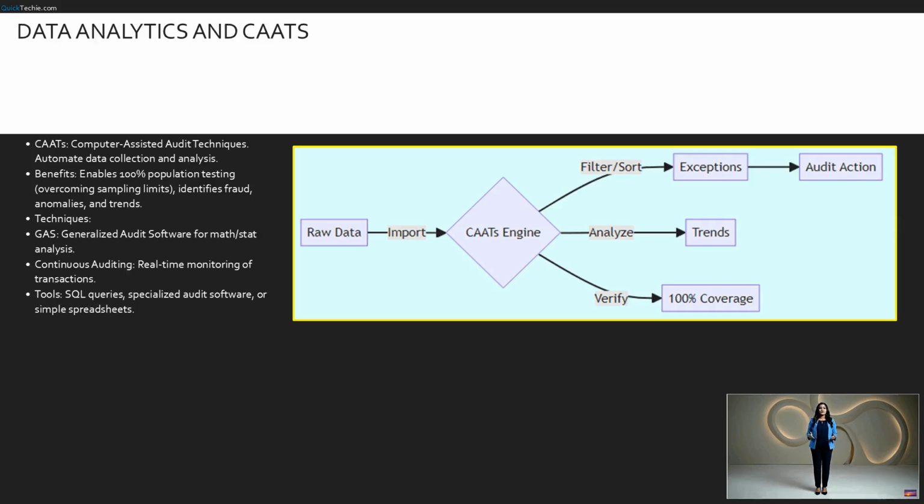This diagram visualizes the CAAT's workflow. We start with raw data on the left, which is imported into the CAAT's engine. The engine performs three key functions: filtering for exceptions like unauthorized access, analyzing trends over time, and verifying 100% coverage of the data. These outputs, especially exceptions, flow directly into audit action, allowing us to target our investigation where it matters most.